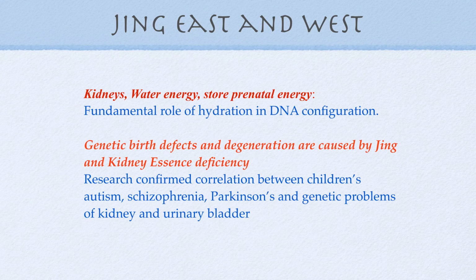In Chinese medicine, genetic birth defects and degeneration are caused by Jing and kidney essence deficiency. Here again, research has confirmed a correlation between children's autism, schizophrenia, Parkinson's and genetic problems, and kidney and urinary bladder problems. There have been a fair number of articles published on the topic in the medical literature. So this totally correlates again with the Chinese model.